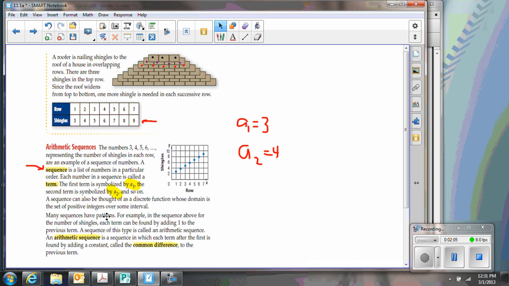Many sequences have patterns, such as the one above. The one above, you simply get the next number by adding 1 to the previous one. A sequence of this type is called an arithmetic sequence. And an arithmetic sequence is a sequence in which each term after the first is found by adding a constant, which is called the common difference.